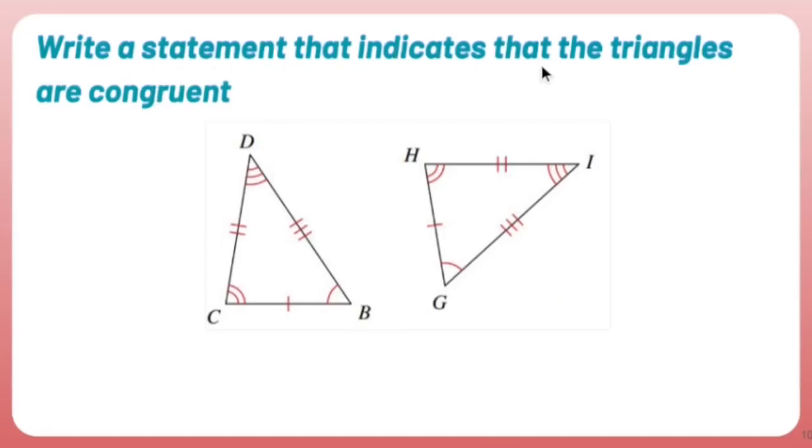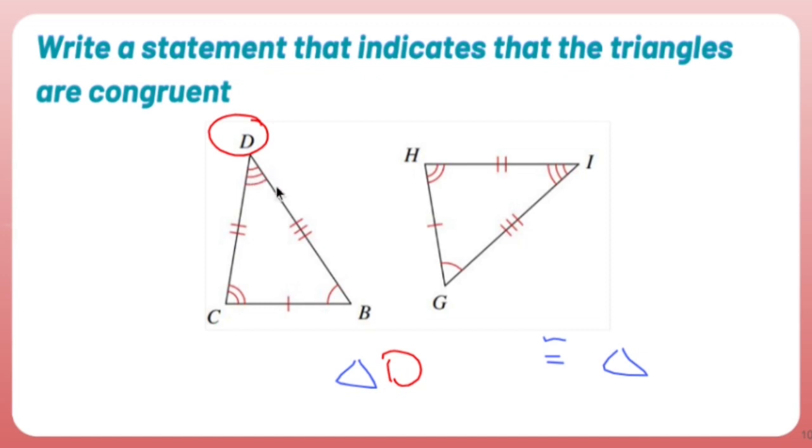Write a statement that indicates that the triangles are congruent. So when you're writing out a congruency statement, you're going to say triangle blah is congruent to triangle blah. It's important that it doesn't matter which letter you start out with. So if I start out with D, I have to make sure that the order I put it in has the thing that corresponds to D.